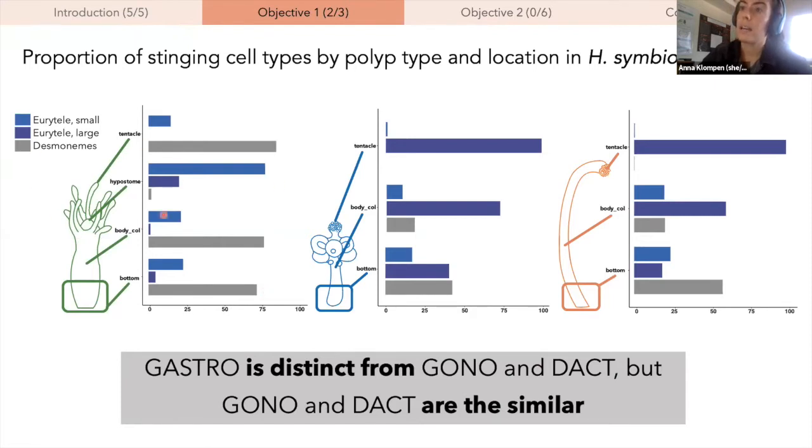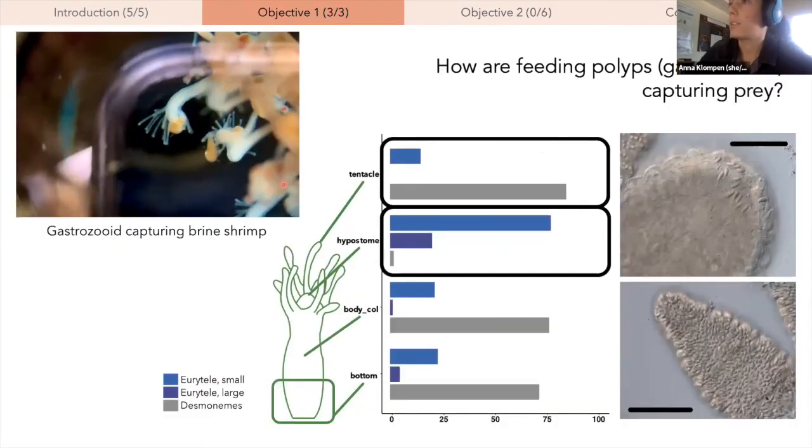The other part is that when you look at the gastrozoid, the tentacle is actually a little over 3/4 desmonemes, which again are not thought to inject venom at all. Whereas the mouth here is exclusively these uroteles, almost no desmonemes at all. And it started to make a little bit more sense when you look at how these animals are feeding.